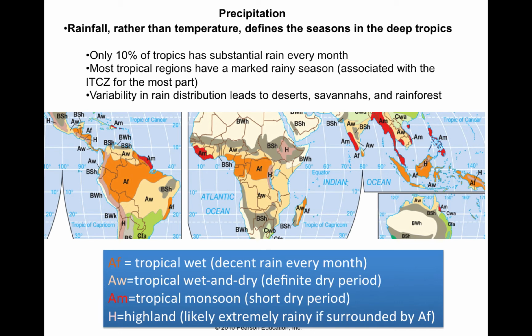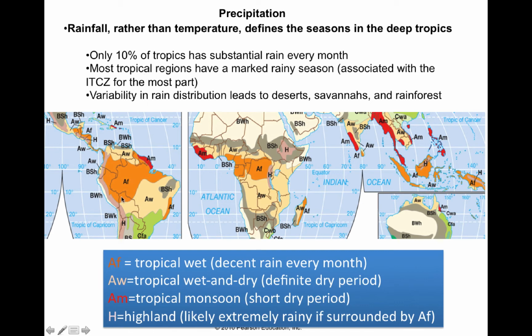Only 10% of the tropics has substantial rain every single month, meaning that it's not that all the tropics have rain all the times of the year. Only a really narrow band along the equator has that. Most tropical regions have a marked rainy season associated with the ITCZ passing over for the most part. The variability in rain distribution leads to deserts, savannas, and also rainforests. So it's not just all rainforest down there. There's a whole bunch of different land surfaces based on the climate that is active in the tropical zone.